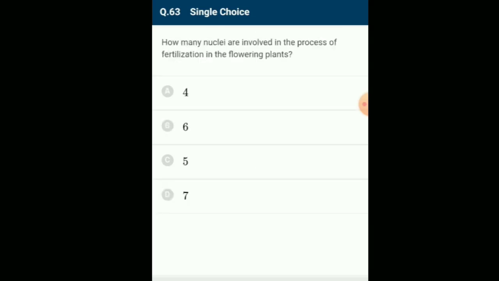Question number 63. How many nuclei are involved in the process of fertilization in the flowering plants? Angiosperms show double fertilization. Syngamy is the fusion of one male gamete and one female gamete having one nucleus each. In triple fusion, there is fusion of one male gamete having one nucleus and two polar nuclei. Thus, 5 nuclei, 2 polar nuclei, 1 egg nucleus, 2 male gametes, participate in double fertilization. So the answer for this question is option C, 5.